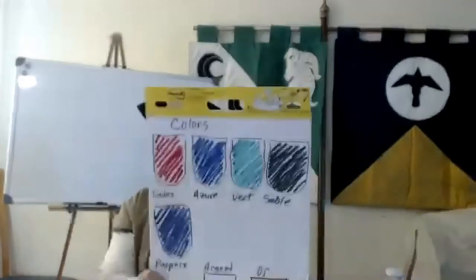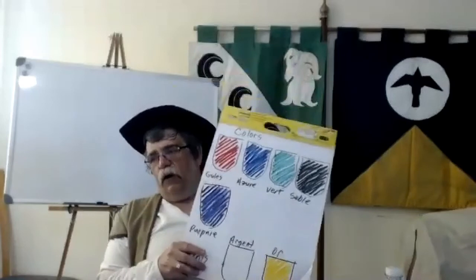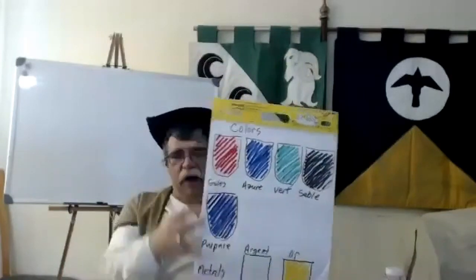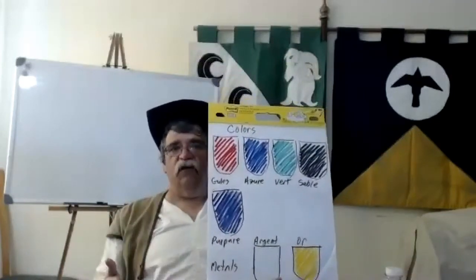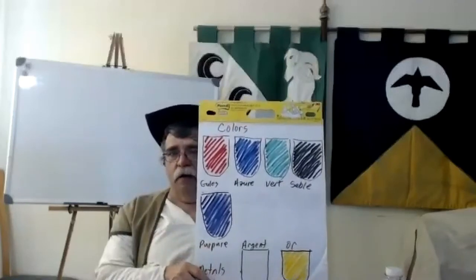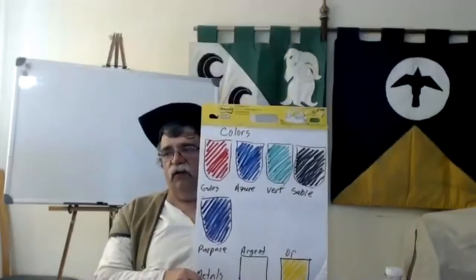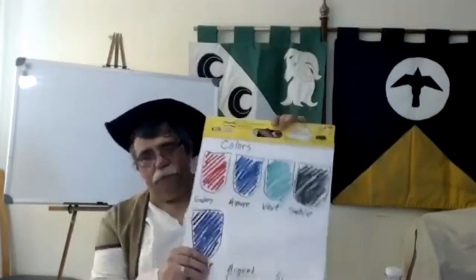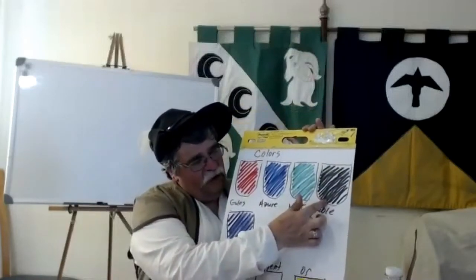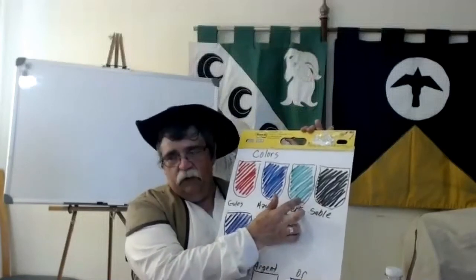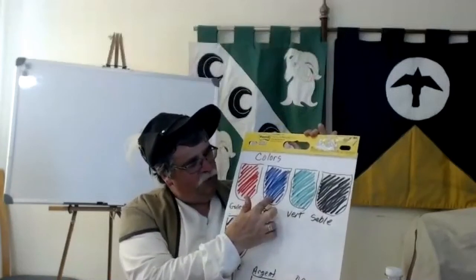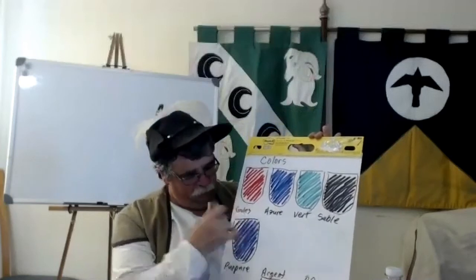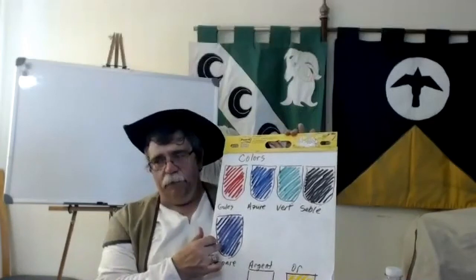Essentially, when you're looking at arms, your palette is divided up into two groups. You have colors and you have metals. When you're thinking about these, think about your standard Crayola crayon box. It's a pretty good indication of your heraldic colors. Your color options are: you have black, which is defined as sable. You have green, which is defined as vert. You have blue, which is defined as azure. This one's a little weird. You have red, which is gules. Then you have purple, which is purpure.